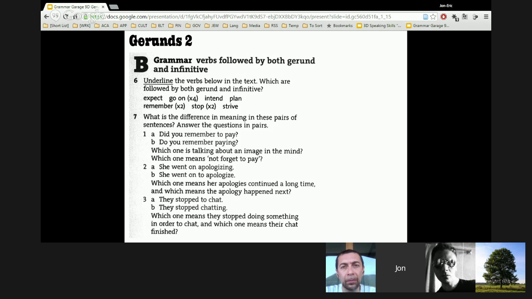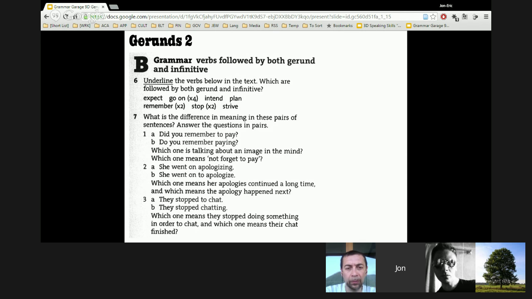Right. Sounds good. My sister remembered to call me. Okay. Yes, and on the opposite, my sister remembers call me every day. Remembers. Calling me every day. Nope, that doesn't work. Because you said remembers. My sister remembers calling me every day when I was in high school. Mm-hmm. Then it works.